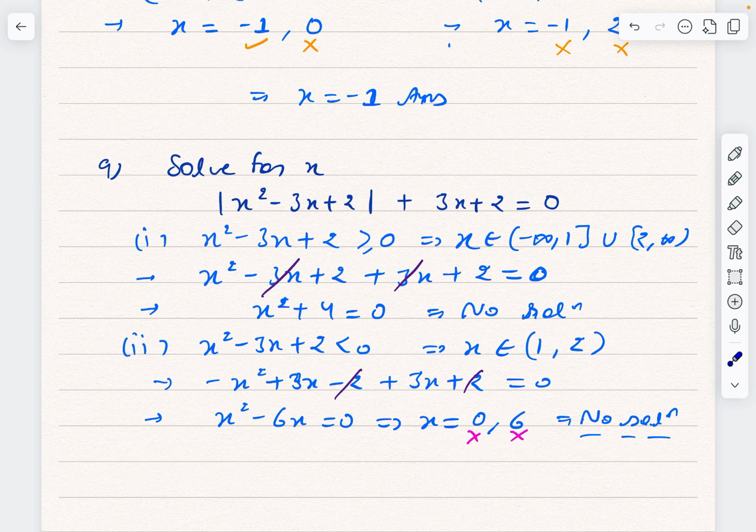Next case, when will this thing be negative? It will be negative between 1 and 2. Again, using wavy curve, we can find out. So between 1 and 2, the mod opens with negative sign, you get minus x square plus 3x minus 2 plus 3x plus 2 equal to 0. So 2 and 2 cancel, you get x square minus 6x equal to 0, which gives you 0 and 6. None of them lie in this range. Okay, in the second case, whatever solution you get, that should be from this interval only. But they do not lie in that interval, so the answer will be just no solution.